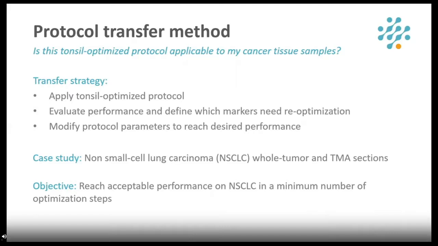We approach this with a 3-step transfer strategy. First, we applied the tonsil-optimized protocol directly to our cancer sample. Then we evaluated the performance and defined what needed to be re-optimized. And finally, we modified protocol parameters in order to reach the desired performance. We're going to go through a small case study on non-small cell lung carcinoma, whole-tumor and TMA sections. Our objective is to reach an acceptable performance on this tissue in a minimum number of optimization steps, because our aim is to avoid re-optimization from 0.